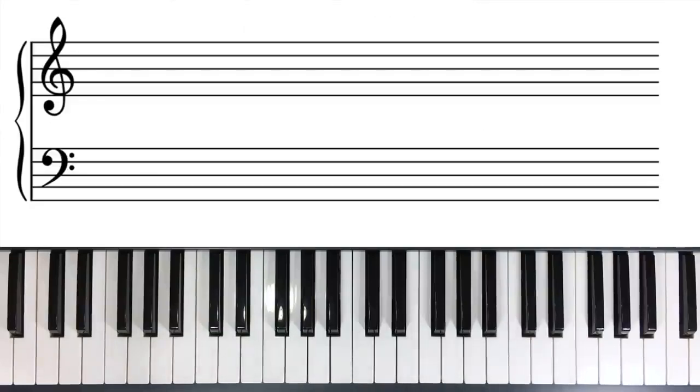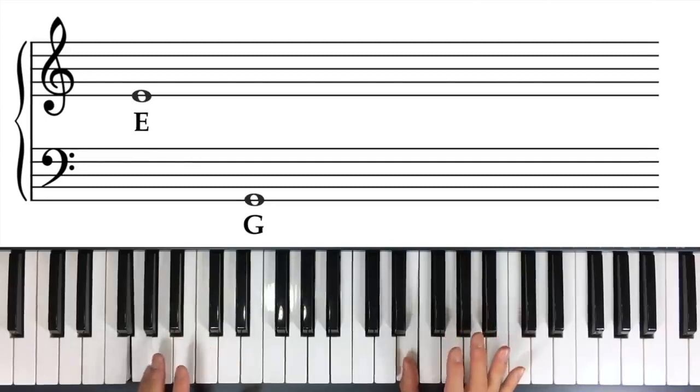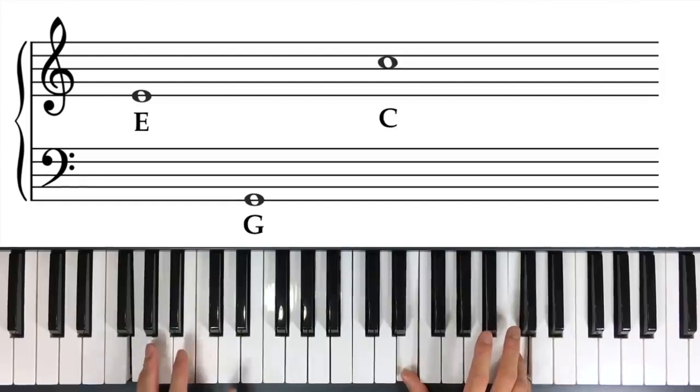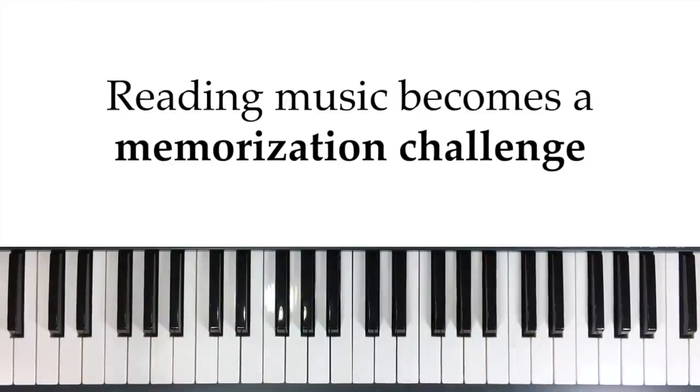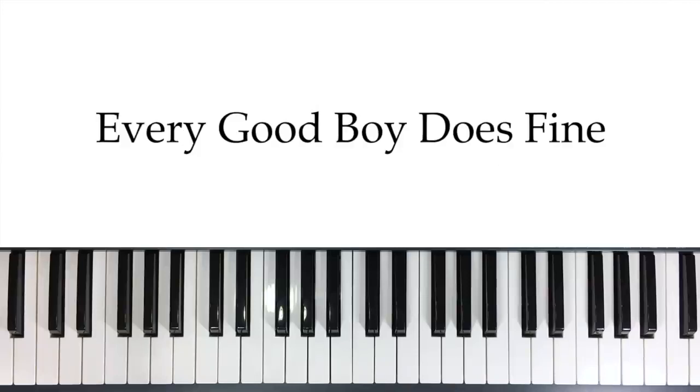Now here we have a clean staff, and here the first line in the treble clef is an E. However, the first line in the bass clef is a G. The second space from the top is a C. But in the bass clef, that same note is an E. The lines and spaces are different in both clefs, so reading music becomes a memorization challenge. How music teachers have approached this challenge is by giving students mnemonics to memorize, like "every good boy does fine."